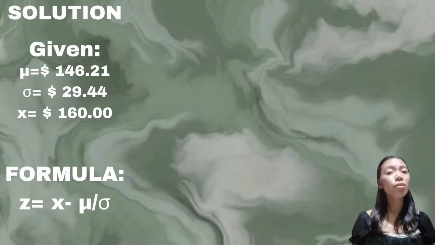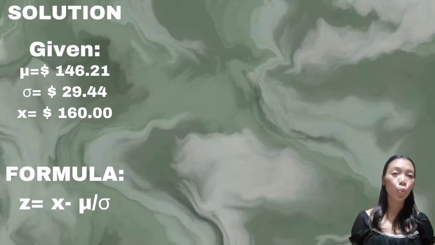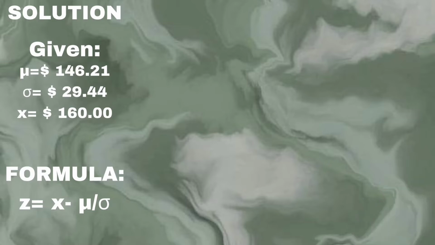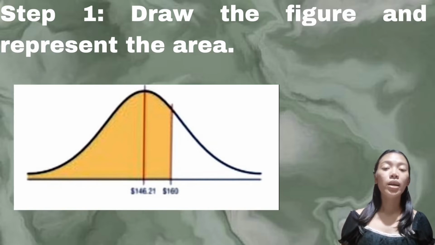Okay, to solve this problem, let us identify first the given. So we have the mean, which is $146.21. We have a standard deviation of $29.44, and also we have $160 as our x. Step 1. Draw the figure and represent the area.